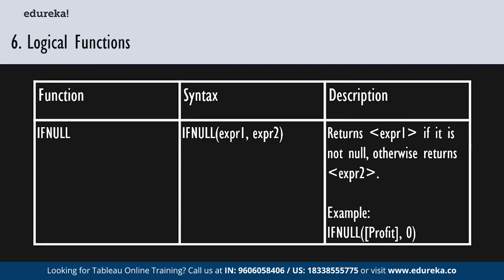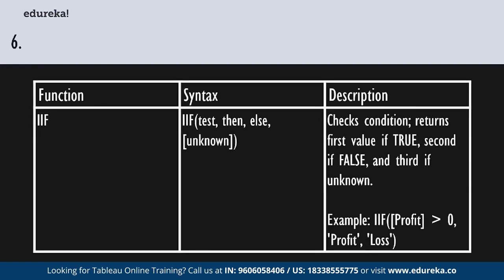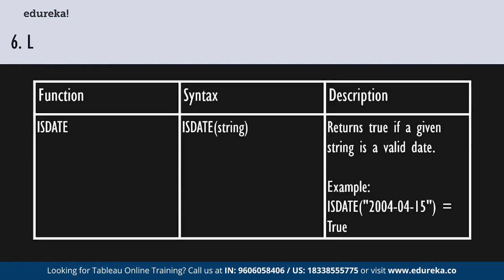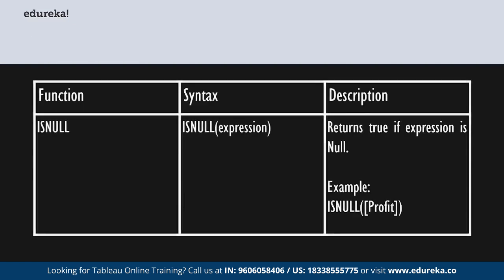Then we have if null, which returns expression 1 if not null, otherwise returns expression 2. It is basically like a regular if function, except it just checks for one condition, whether the expression you've put in is null or not. Next is if, which checks whether a condition is met and returns one value if true, another value if false. It's basically like a test case and an optional third value or null if unknown.